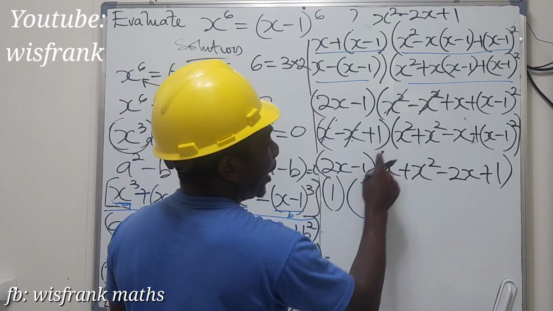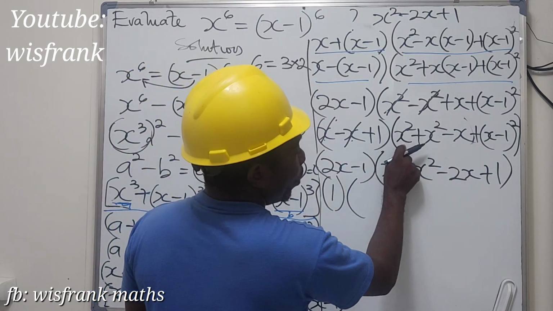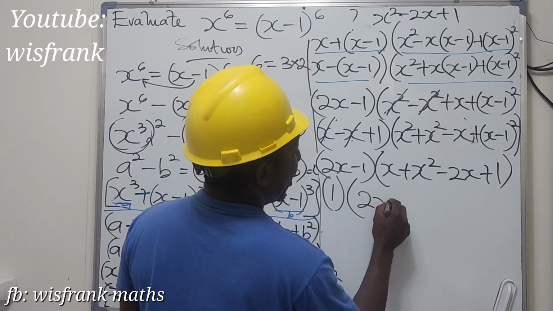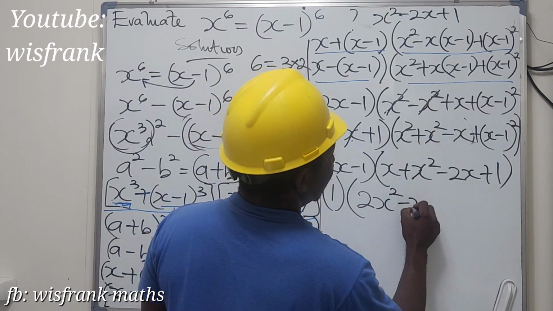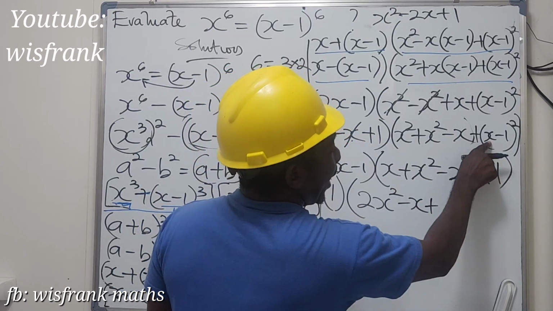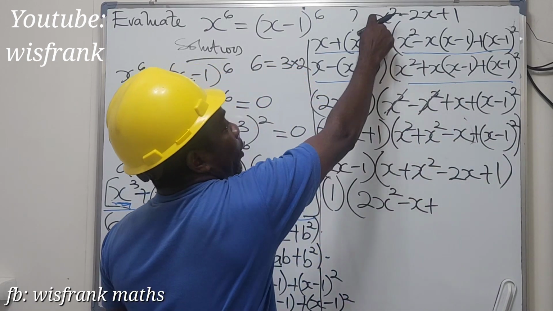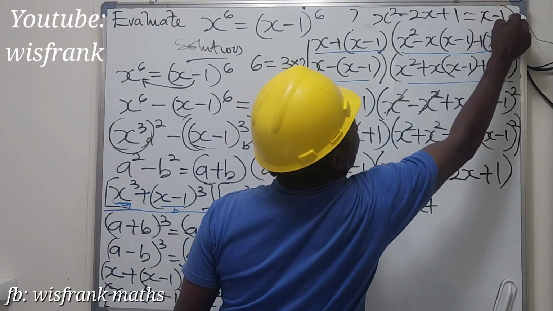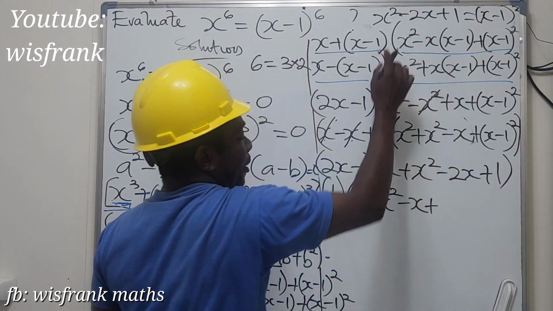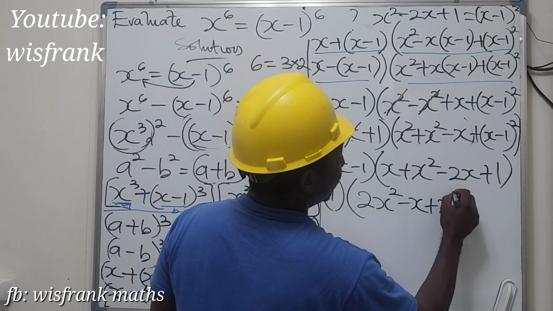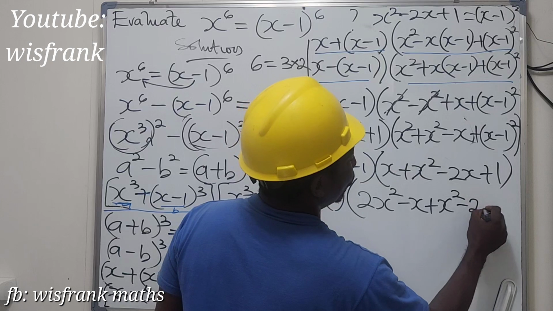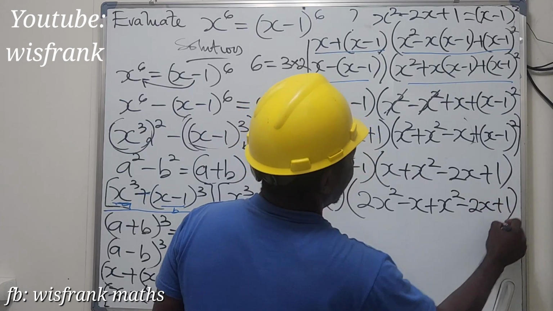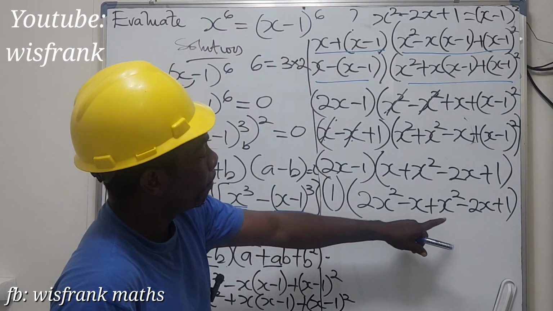Then the fourth, the last parenthesis, we have here x squared plus x squared. We have 2x squared. Then we have minus x plus, we have x minus 1 squared. We substitute this. This is for x minus 1 squared, so that is the value. So we substitute into where we have x squared minus 2x plus 1. So that is for the fourth parenthesis.